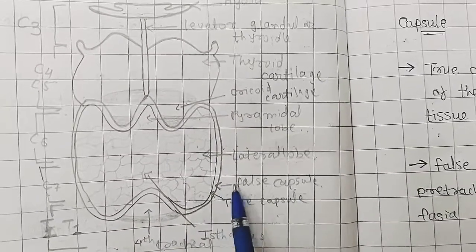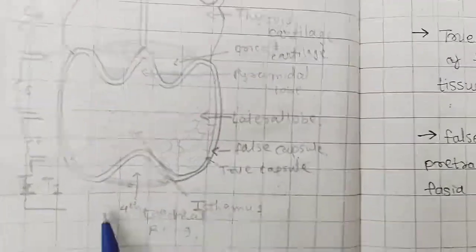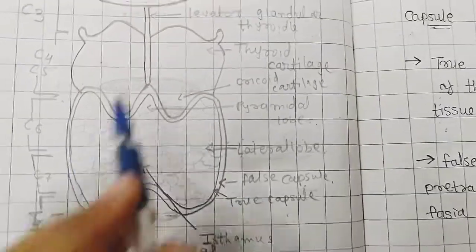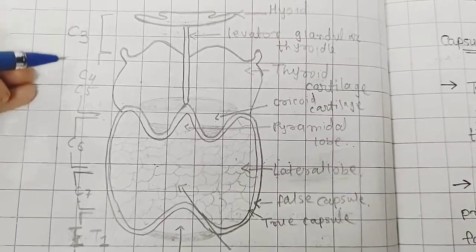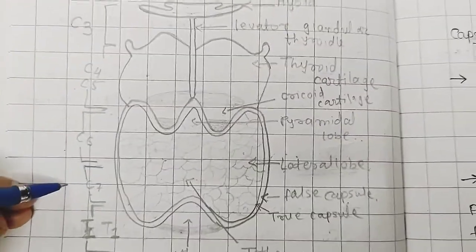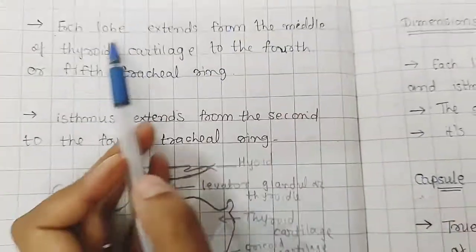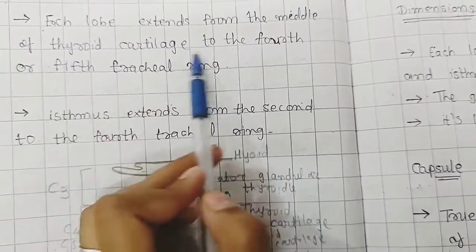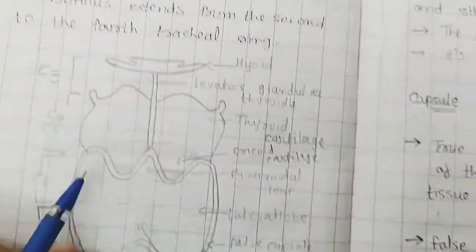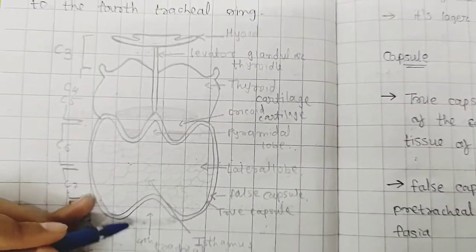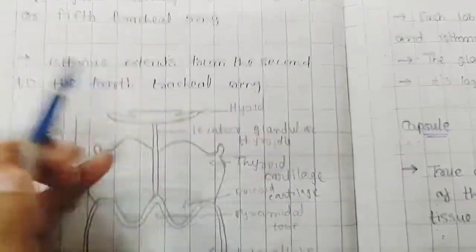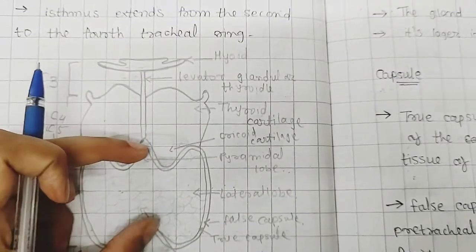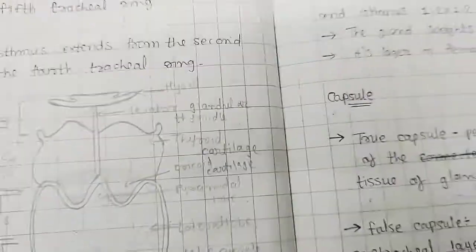The outer covering is the false capsule while the inner covering is the true capsule. You can see it at the level of C3, C4, C5, C6, C7 and the upper part of T1. Now each lobe extends from the middle of the thyroid cartilage to the fourth or fifth tracheal ring. You can see here in the image the fourth or fifth tracheal ring. The isthmus extends from the second to the fourth tracheal ring.